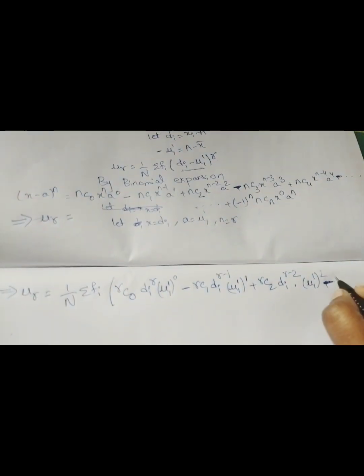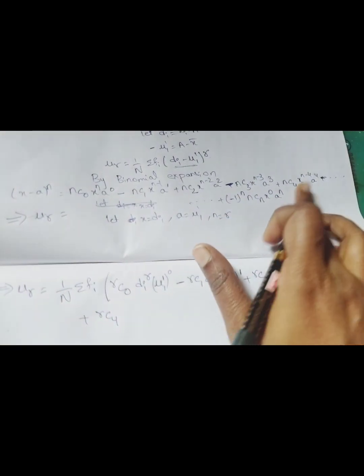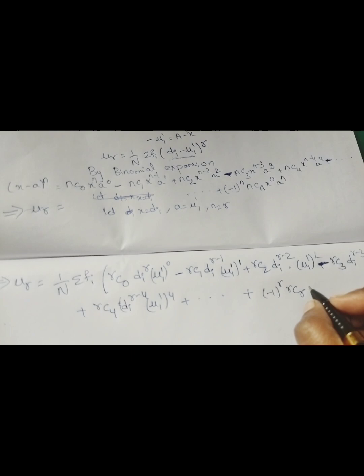plus again minus, we have minus rC3, x means di whole power r minus 3. A means mu 1 dash. So mu 1 dash whole power 3, again plus. Next we have the fifth term, rC4, so rC4, x power n minus 1, di power r minus 4 into mu 1 dash whole power 4, plus so on, up to the last term, minus 1 whole power r into rCr and x power 0, which means di power 0 into a power n.